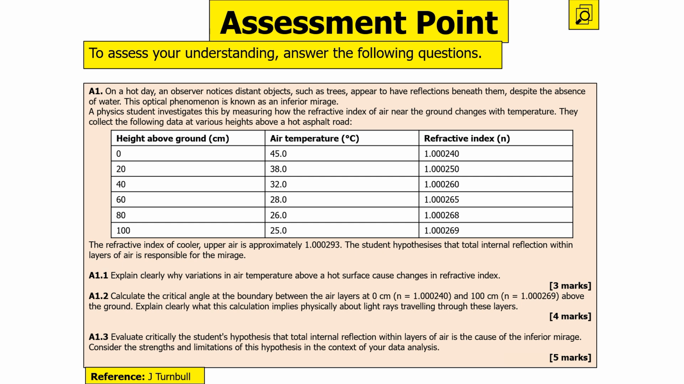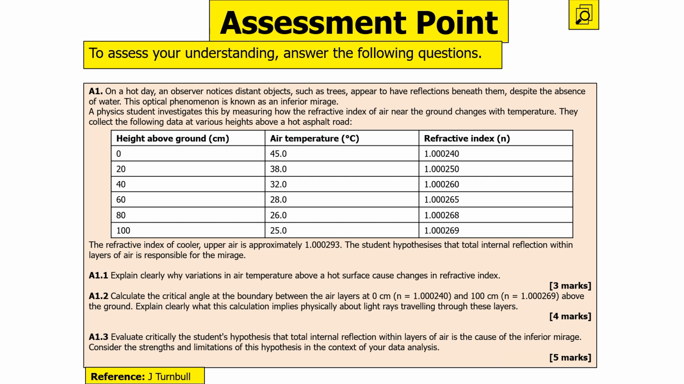This optical phenomenon is known as an inferior mirage. A physics student investigates this by measuring how the refractive index of air near the ground changes with temperature. They collect the following data at various heights above a hot asphalt road. The refractive index of the cooler upper air is approximately 1.000293. The student hypothesizes that the total internal reflection within the layers of air is responsible for the mirage.